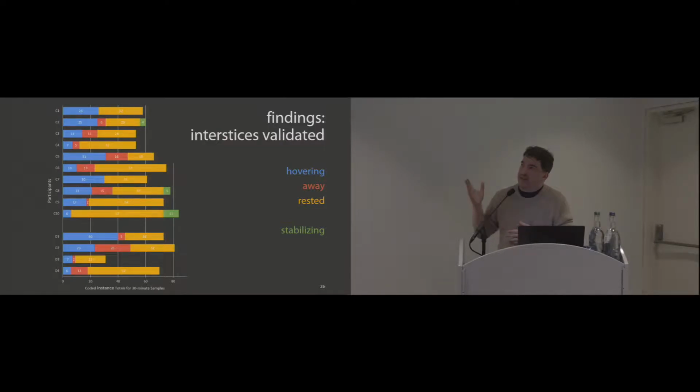And so here we can see the findings, the breakdowns of the codes for those 30-minute samples for the 14 participants. We see, again, hovering, pulled away, and rested appeared with these participants, so we feel confident that it is a phenomenon that exists. As well, we identified a new interstice that we call stabilizing.